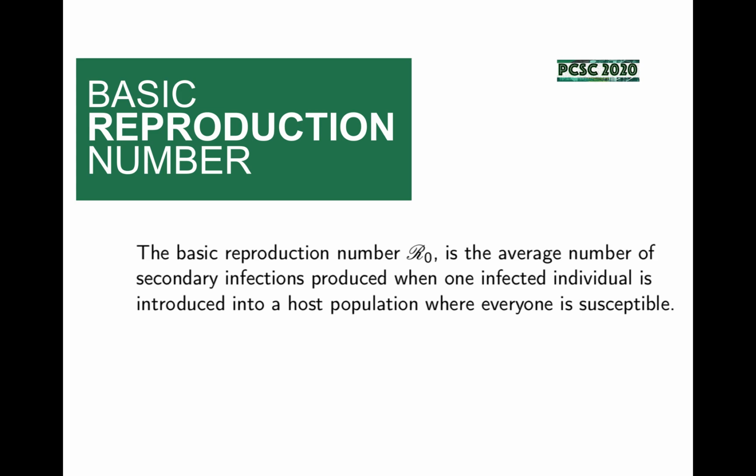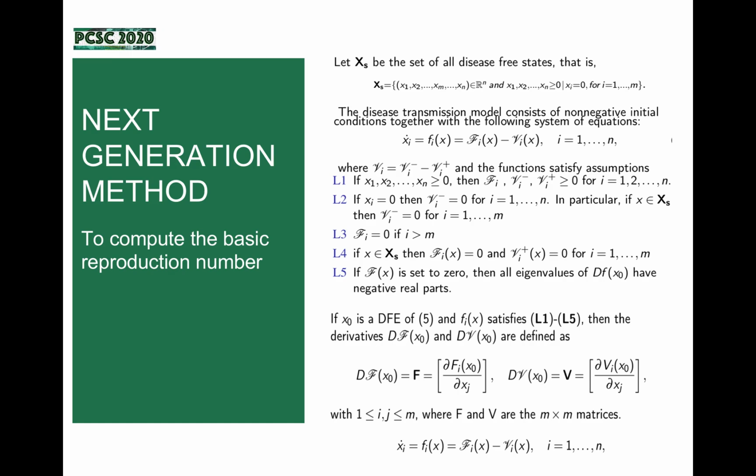So given the compartmental model, one can actually compute the basic reproduction number, which is the average number of secondary infections produced when one infected individual is introduced into a host population where everyone is actually susceptible. One way of doing this is you can use the next generation method as shown here, where you have the F matrix representing the rate of appearance of new infections, V plus and V minus representing the rate of transfer of individuals into and out of the compartment, respectively.